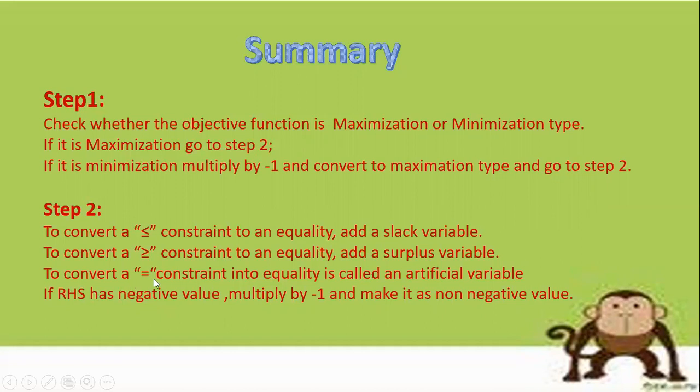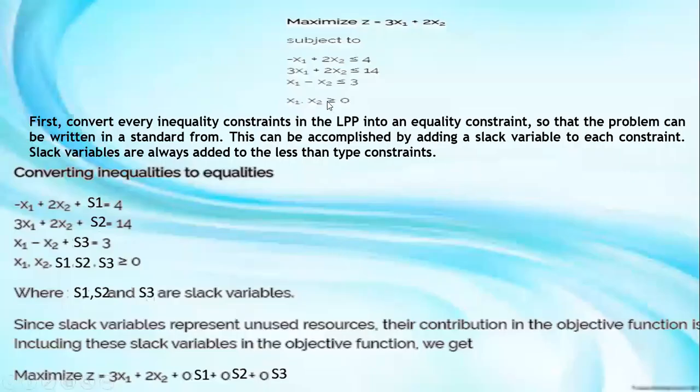If you have an equal to constraint, then you add an artificial variable. If the RHS has a negative value, multiply by -1 and make it a non-negative value. So let's look into the problem.